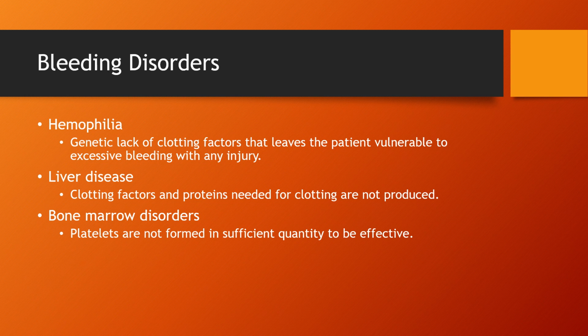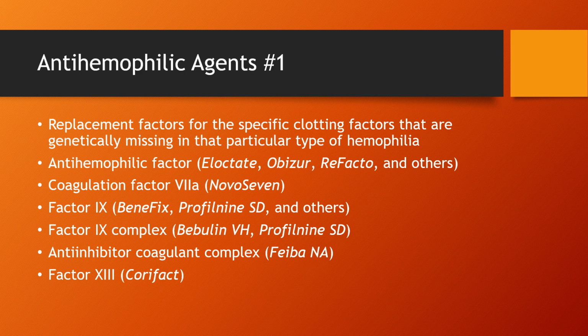Bleeding disorders include hemophilia, liver disease, and bone marrow disorders. And we treat these often with anti-hemophilic agents. So what this does is it replaces factors, the specific clotting factors that are genetically missing in that particular type of hemophilia. So I have anti-hemophilic factor, coagulation factor VIIa or NovoSeven, coagulation factor IX complex, anti-inhibitor coagulant complex, and factor XIII.